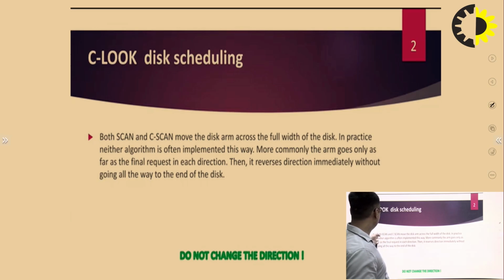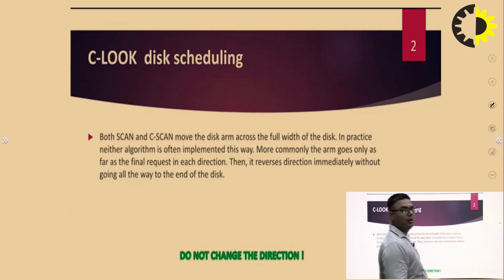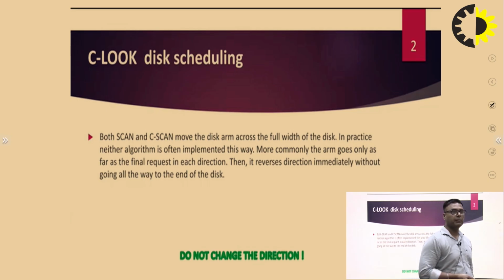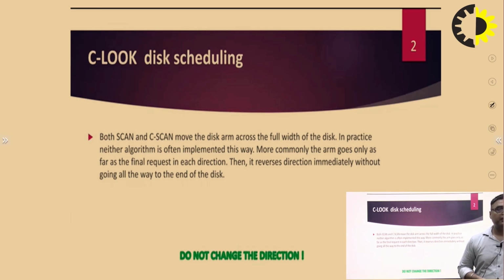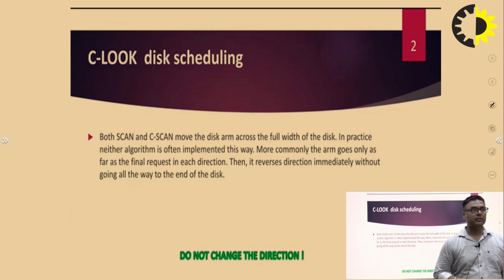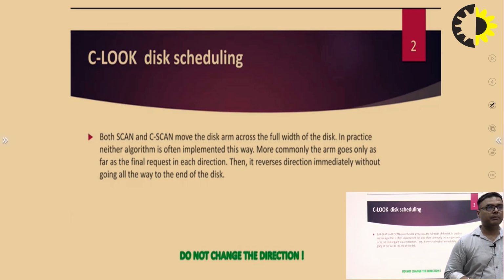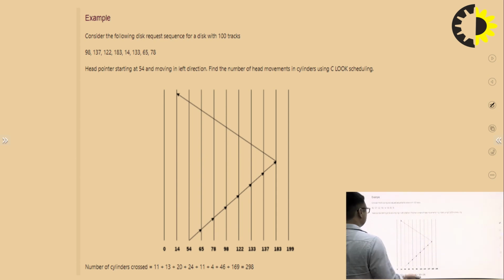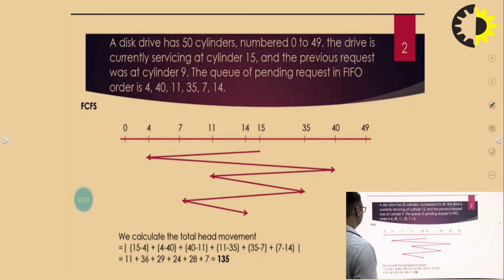So as mentioned, both SCAN and C-SCAN move the disk arm across the full width of the disk. In practice, neither algorithm is often implemented this way. More commonly, the arm goes only as far as the final request in each direction. Then it reverses direction immediately without going all the way to the end of the disk. Here some examples are given, you find the direction. Again, a different example is given here.